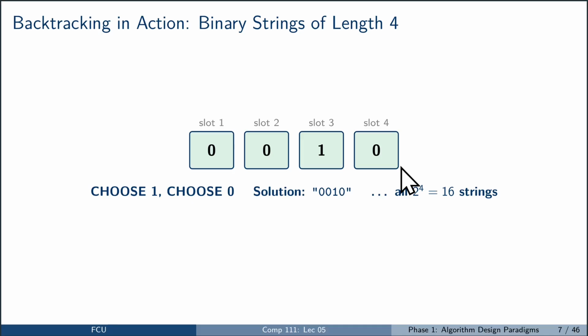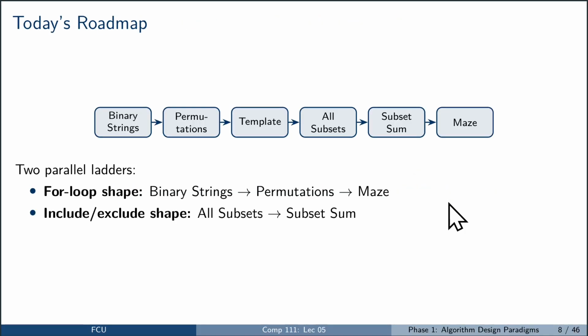So that's one of the solutions. That's 0, 1, 0, 0. And if we think about it, this continues until all of the 16 possible strings are found. The previous slide showed one of the examples, one of the problems that we can solve using the backtracking algorithm.